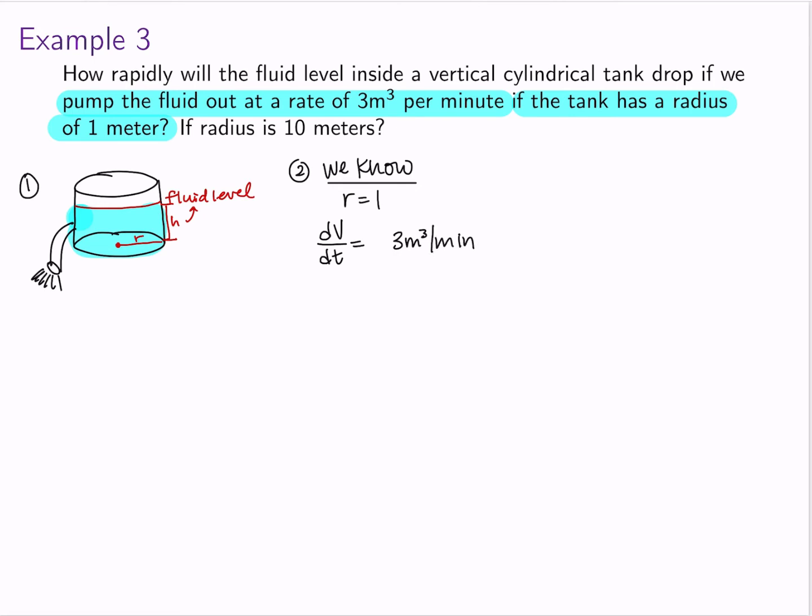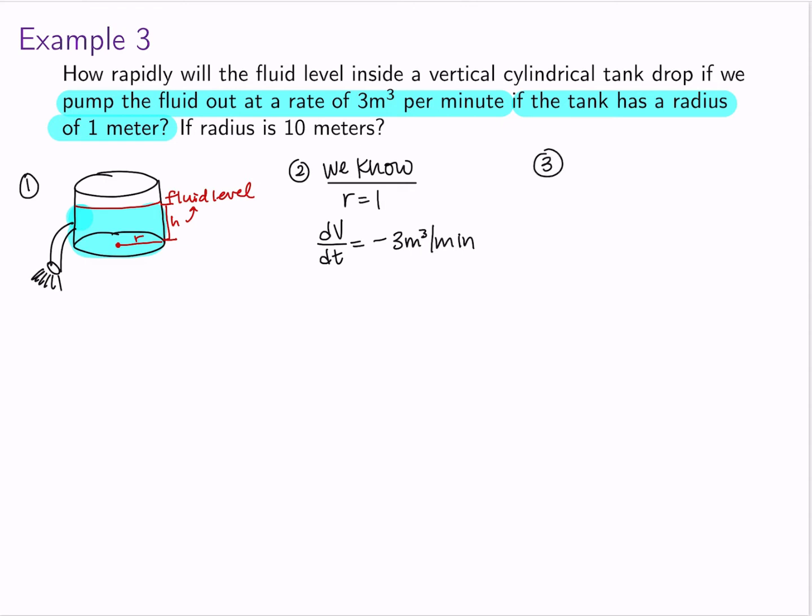And let's think just a minute about how this is going. How is the volume changing? Well, we're pumping it out at 3 meters cubed per minute, but it's going out. So it's actually decreasing. So we're going to define this as negative 3 meters cubed per minute because we're losing 3 meters cubed of water per minute. Okay. All right.